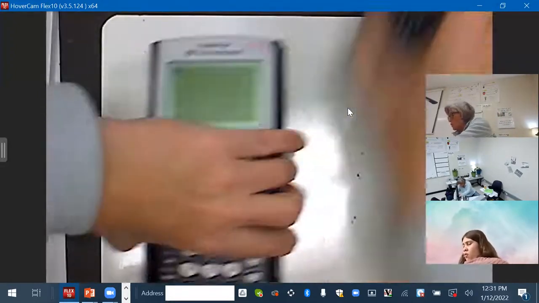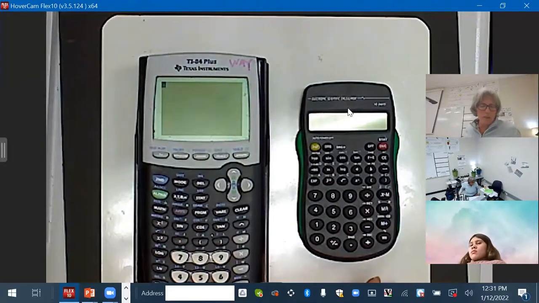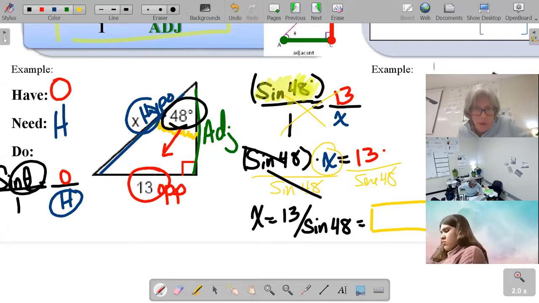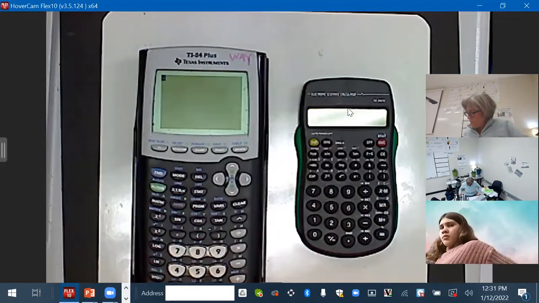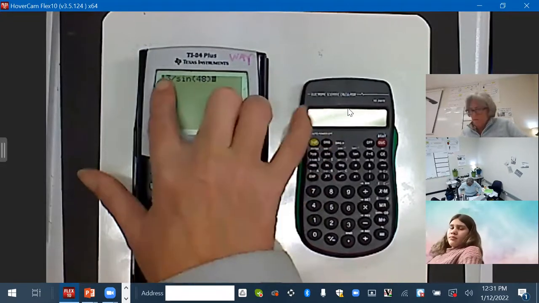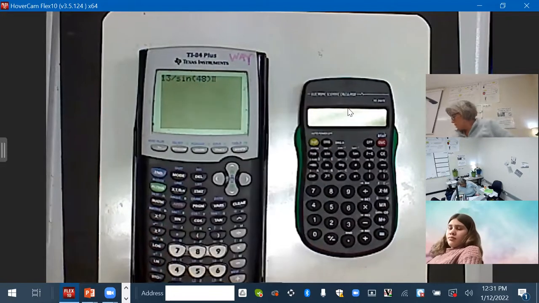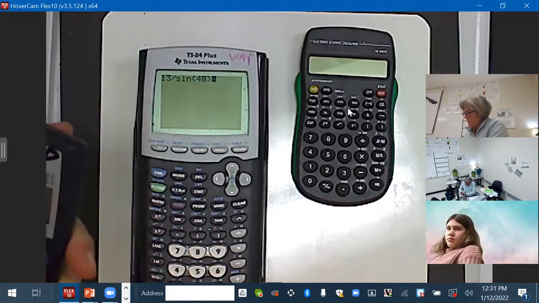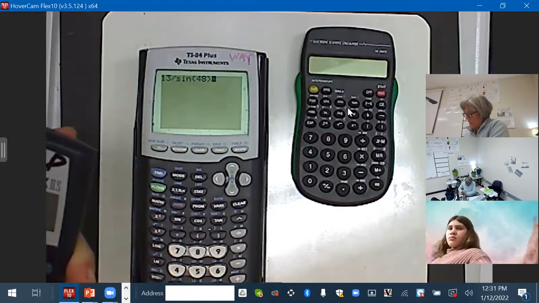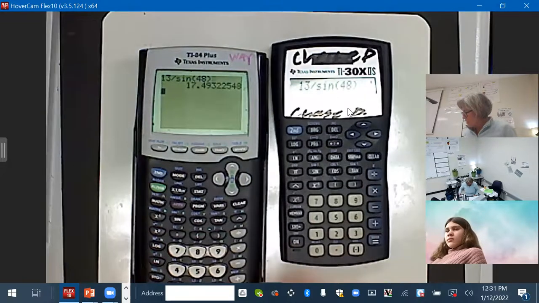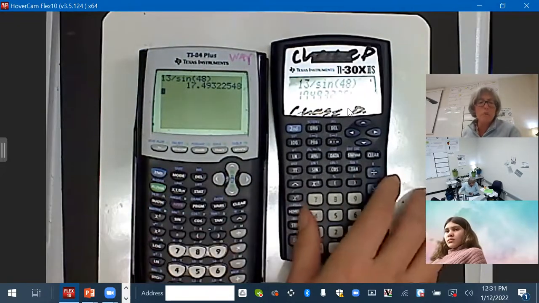Now I'm going to show you how to use the 2 different styles of calculators. You should be doing 13 divided by the sine of 48. Watch me on this calculator. The large screen calculators and the TI-30 XSs will look exactly the same. 13 divided by sine 48. Okay, so both of these are exactly the same. Enter, enter. You should be getting 17.49.